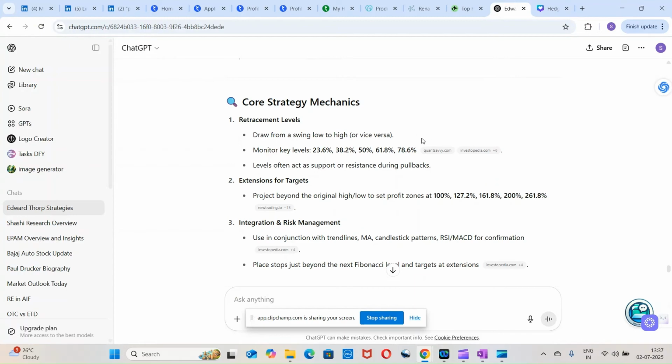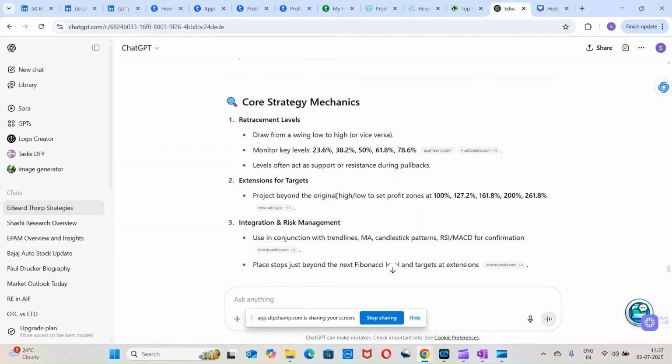So if it breaks 38.2, or if it takes support there, you could take a long position. Or if it breaks 61.8, you could take a short position. Or if it breaks 31.8 also, you could take a short position, which is a little bit risky.